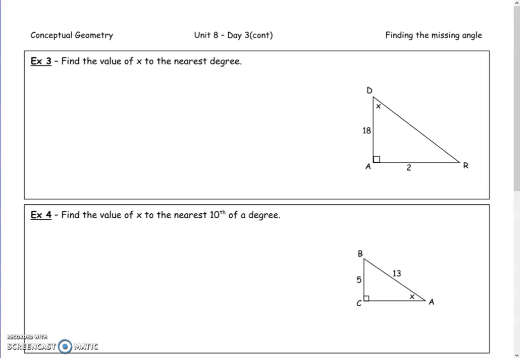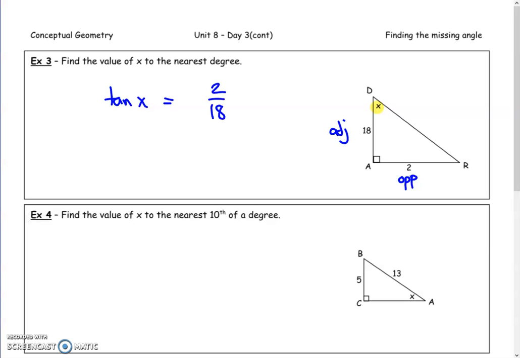All right, next few examples. Find the value of x to the nearest degree. All right, so identify the angle. That's where it is. Identify the sides that are given to you. The 2 is the opposite, and 18 is the adjacent. So opposite and adjacent, that's tangent. Tangent of x, don't forget the x, equals 2 over 18.